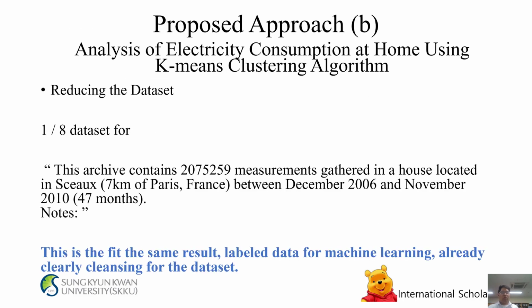Proposed approach B. Analysis of electricity consumption at home using the clustering algorithm, reducing the dataset. The Apache 1 dataset from this archive contains 2,075,259 measurements gathered in a household located 7 kilometers from Paris, France, between December 2006 and November 2010, which is 47 months. Note: this is not labeled data for machine learning, and the dataset is already clearly cleansed.